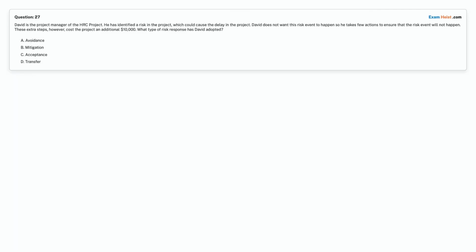Question 27. David is the project manager of the HRC project. He has identified a risk in the project, which could cause the delay in the project. David does not want this risk event to happen, so he takes few actions to ensure that the risk event will not happen. These extra steps, however, cost the project an additional $10,000. What type of risk response has David adopted? Option A, avoidance. Option B, mitigation. Option C, acceptance. Option D, transfer. Choose the correct answer.